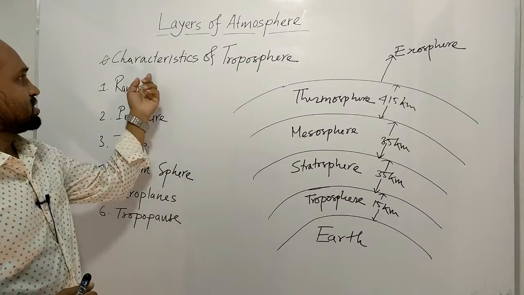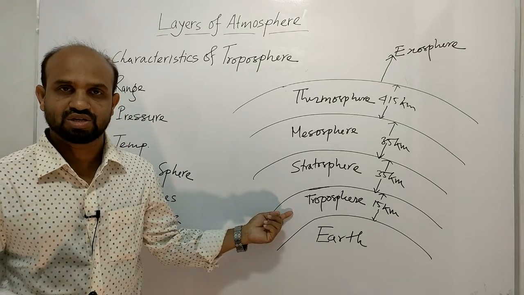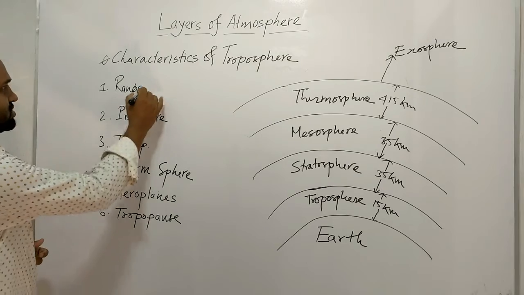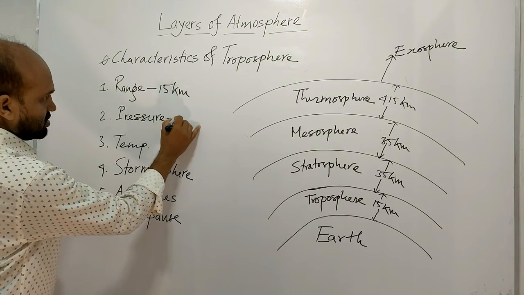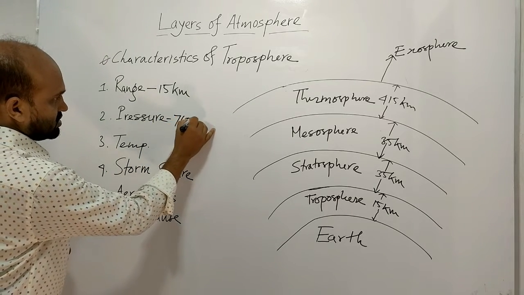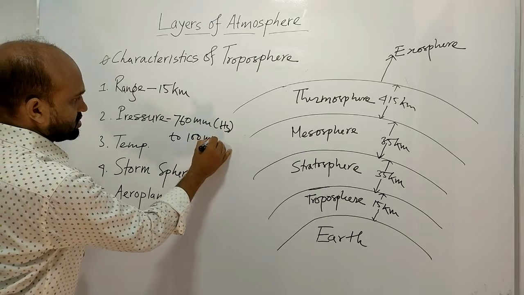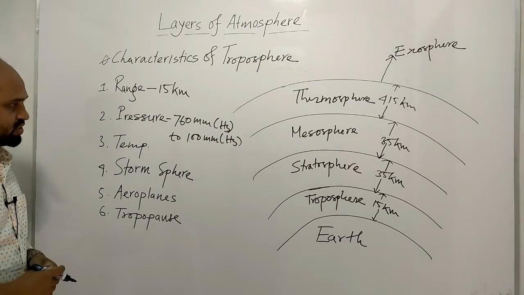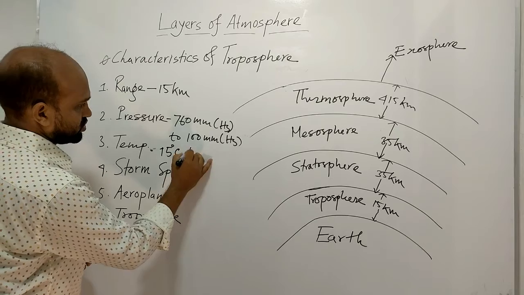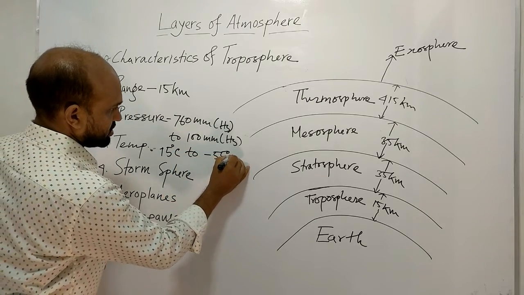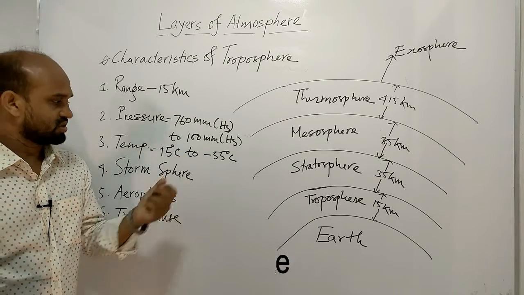First of all, characteristics of troposphere. The lowest region is known as troposphere. Its range is 15 kilometers. Pressure is decreased from 760 millimeter mercury to 100 millimeter mercury. Temperature is decreased from 15 degrees Celsius to minus 55 degrees Celsius. This decrease of temperature is known as positive lapse rate.